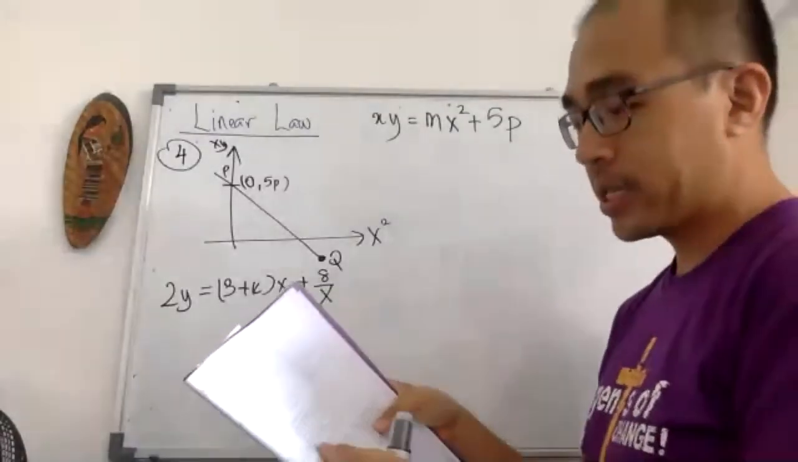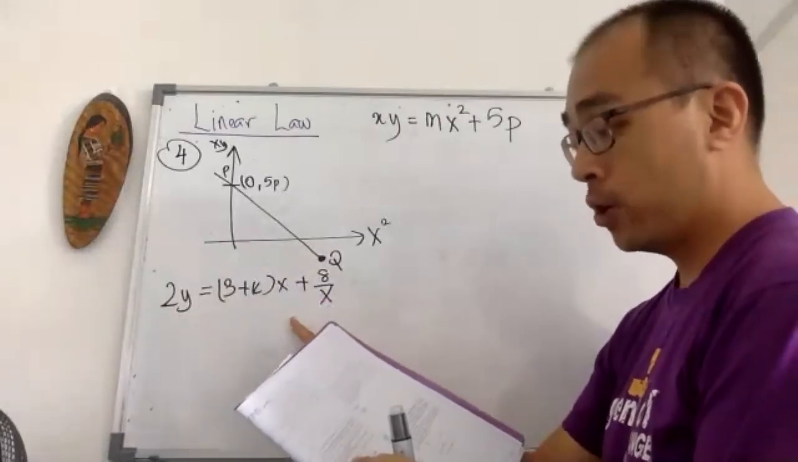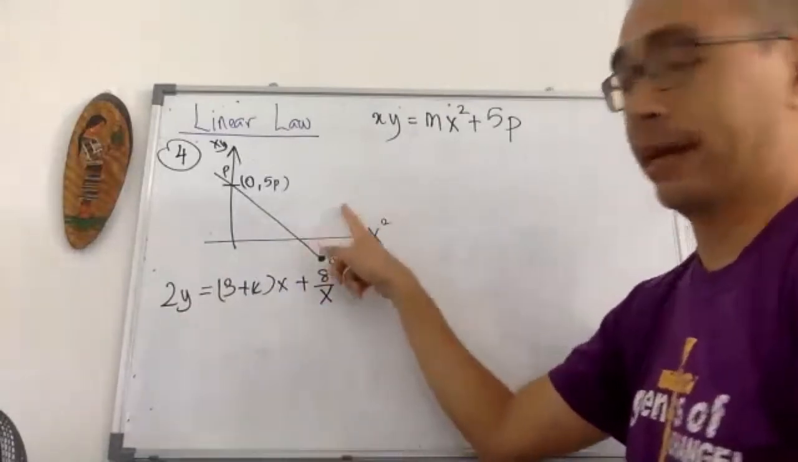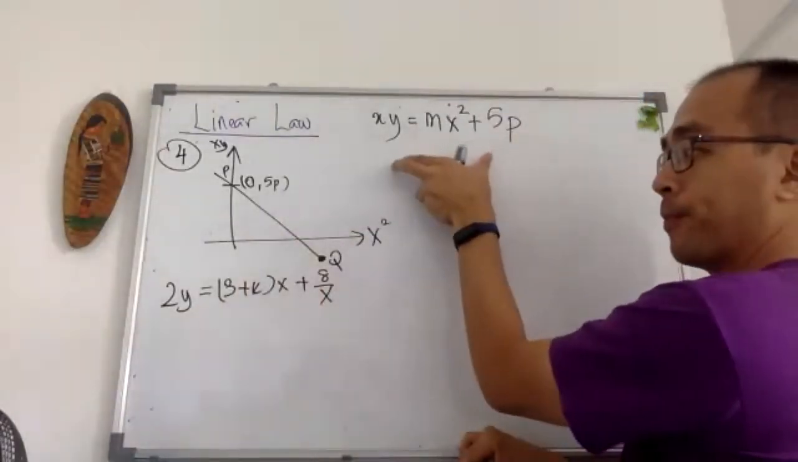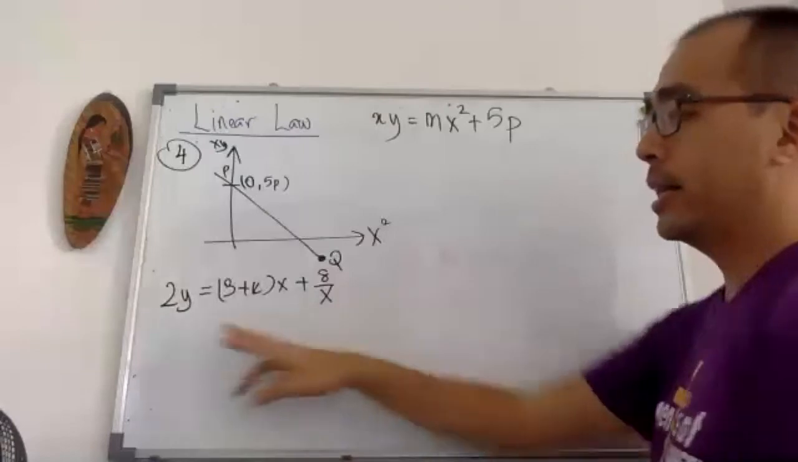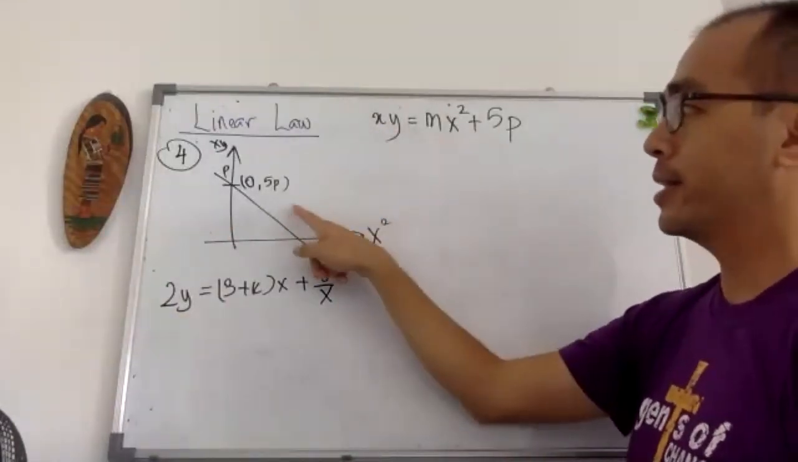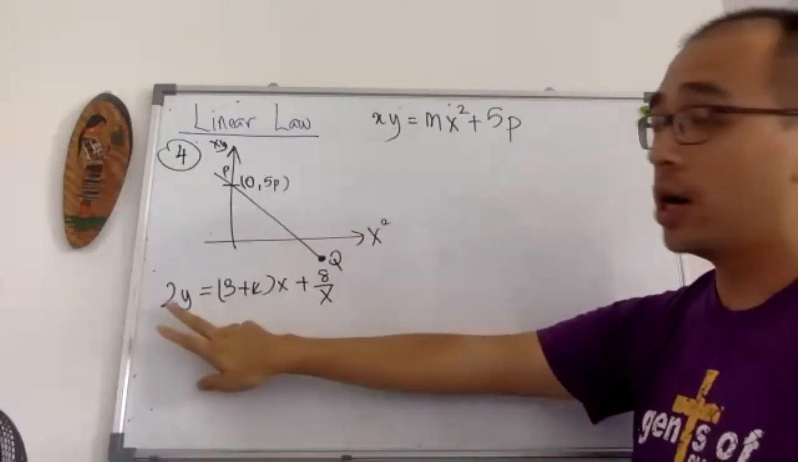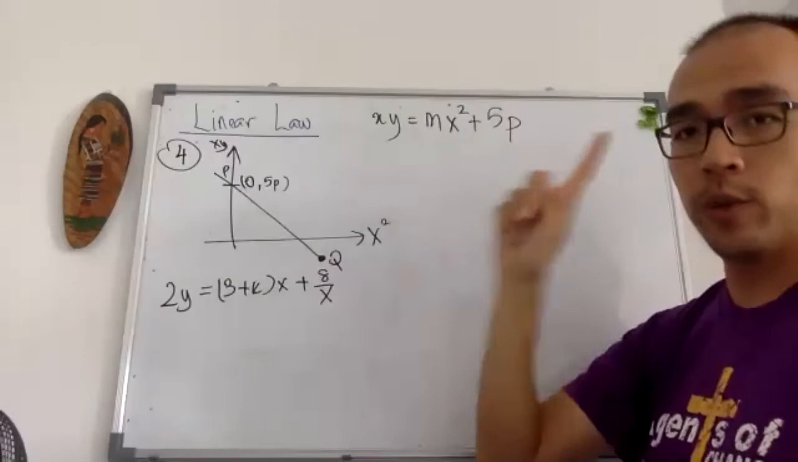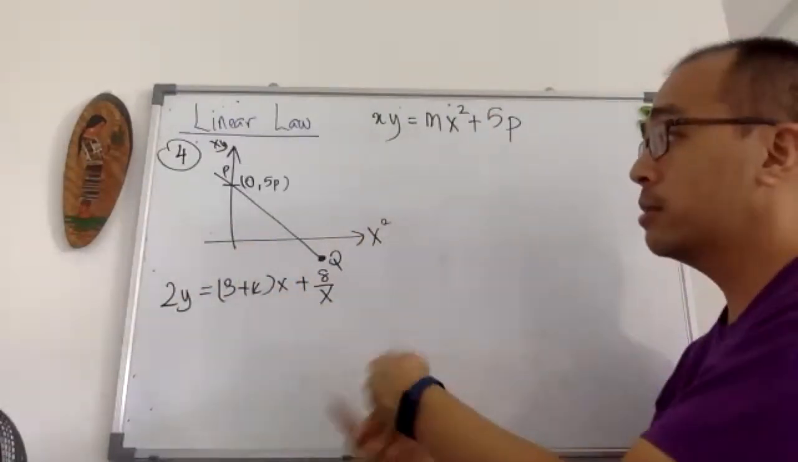The question says, express the equation in its linear form, which is used to obtain this straight line. So basically, we want to change this shape into this shape. Let's start with the left side. The one that is representing this is xy. The original equation is 2y. So how do we change this to become xy? We need to get rid of the 2 and we need to put in the x inside.